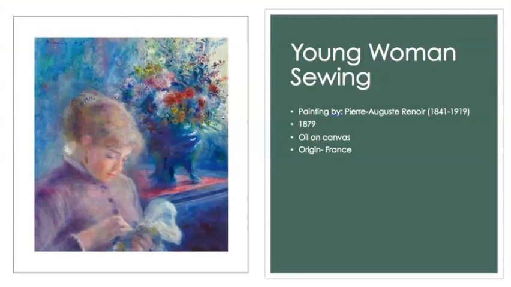The last painting I chose was Young Woman Sewing. It's a painting by Pierre-Auguste Renoir, and it was made in 1879. It's an oil on canvas, and its origin is France. One of the things I like about this painting is, again, childhood innocence. When we're younger, we seem to let our creativity go wild, and in this painting, she is sewing.